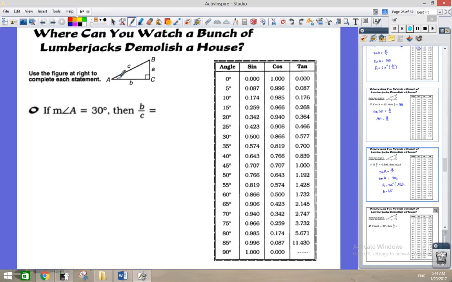The measure of angle A is 30 degrees. Now B over C is the adjacent leg over the hypotenuse. So now the cosine of 30 degrees is this ratio B over C. So if I come in here and read off from the cosine of 30 degrees, I get 0.5. So this ratio of B over C is 0.5.